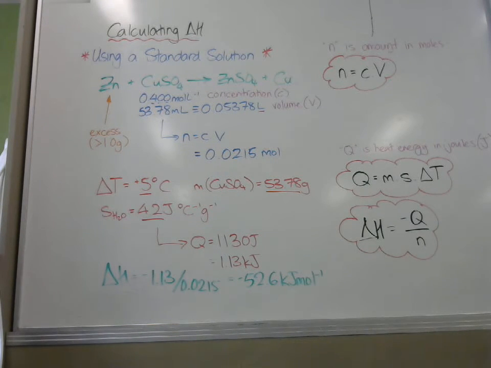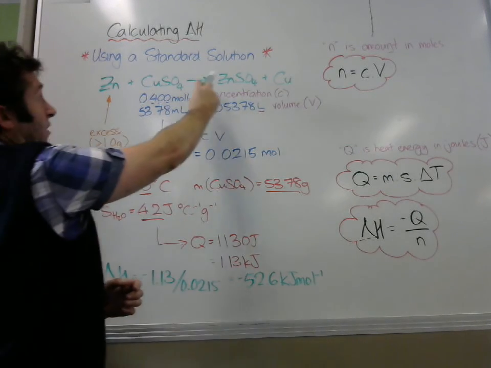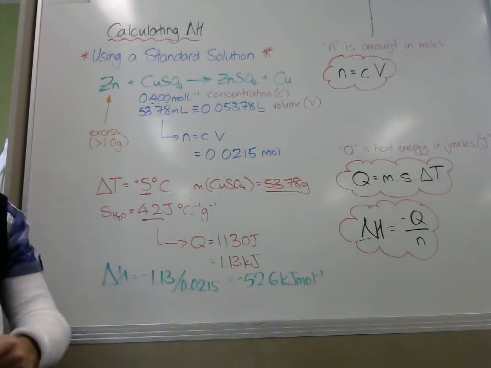So is that quite clear to everyone? Q is what's happening to the surroundings, in this case the water. Delta H is what's happening to the chemicals in the equation. So one will go up and one will go down, and they should be by the same amount, because that's conservation of energy.